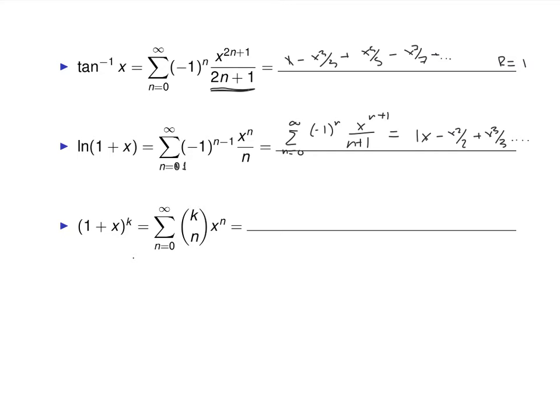And the last one, this is called the binomial series. And in this case, 1 plus x to the k is given by the sum of k choose n, x to the n. And it's easiest to think about this one in expanded form. This is 1 plus kx plus k times k minus 1 times x squared over 2 factorial plus k times k minus 1 times k minus 2 over 3 factorial x cubed, etc. That has radius of convergence r equal to 1.